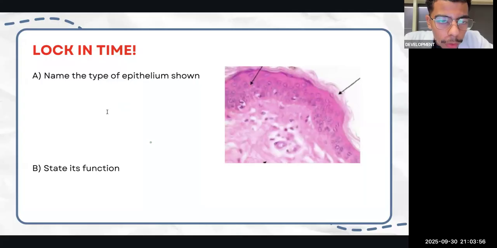How to differentiate between nodes of Ranvier and intercalated discs? Nodes of Ranvier are in neurons. Intercalated discs are in cardiac muscle. I'll show you right now. One minute.